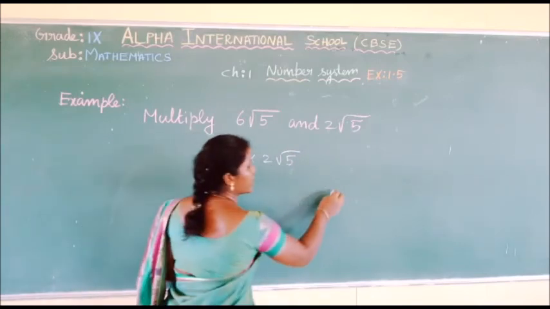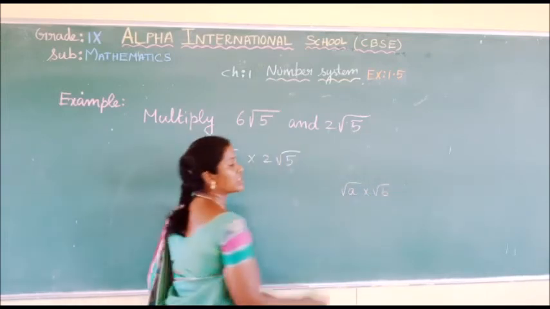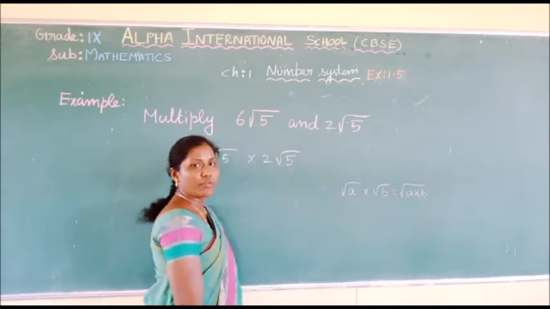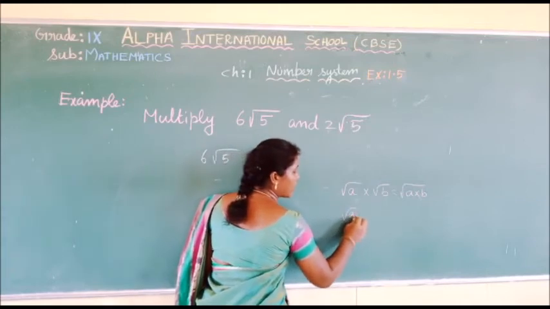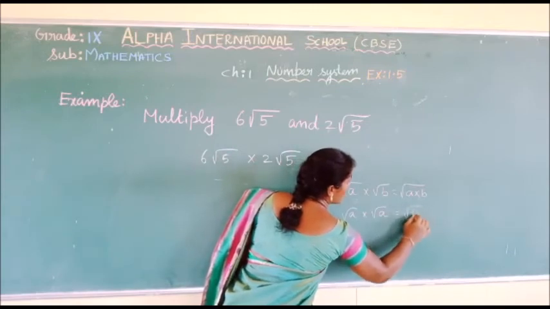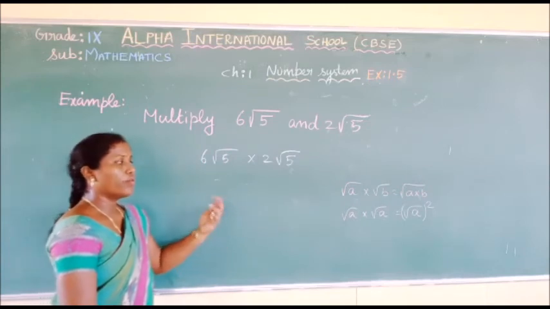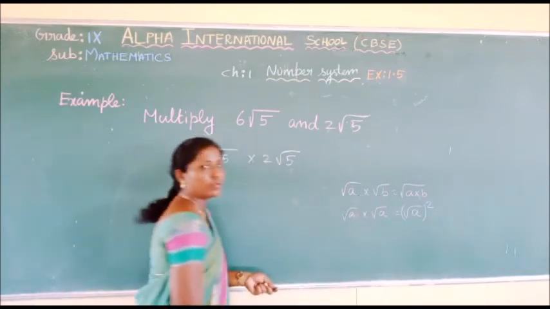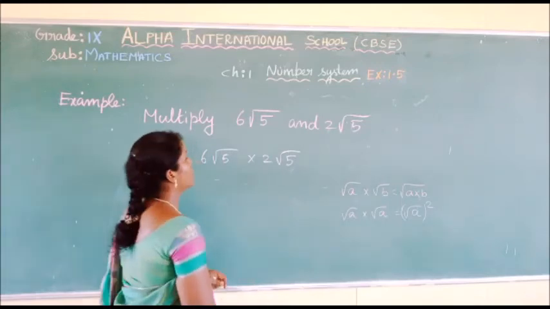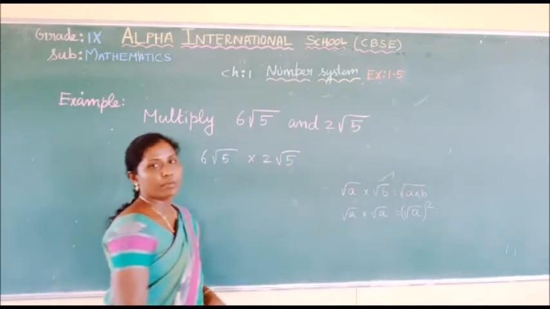Now remember, we already saw root a into root b. Root a into root b is equal to root of a into b, root of ab. Likewise, if I multiply root a into root a, I can write it as root a the whole square. So whenever you have same values or different values, while multiplying, the values inside the roots also multiply. Already we saw this, and we used it in the middle of the problems.